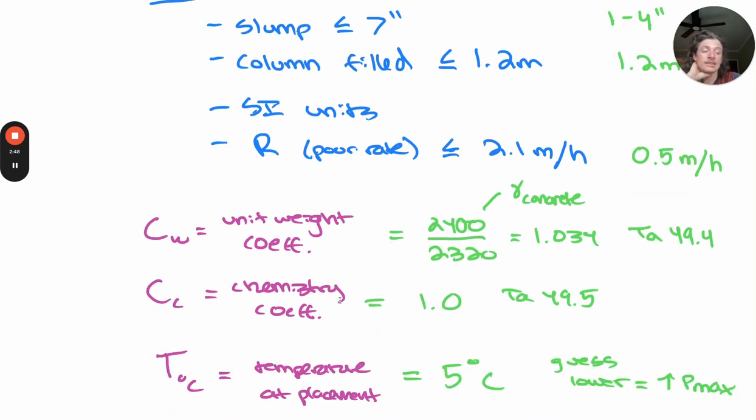We'll conservatively take our concrete temperature at placement as 5 degrees C. If you notice from the equation, a lower temperature value is going to increase our pressure. So 5 degrees Celsius is pretty low and is a good limit to choose to start with.